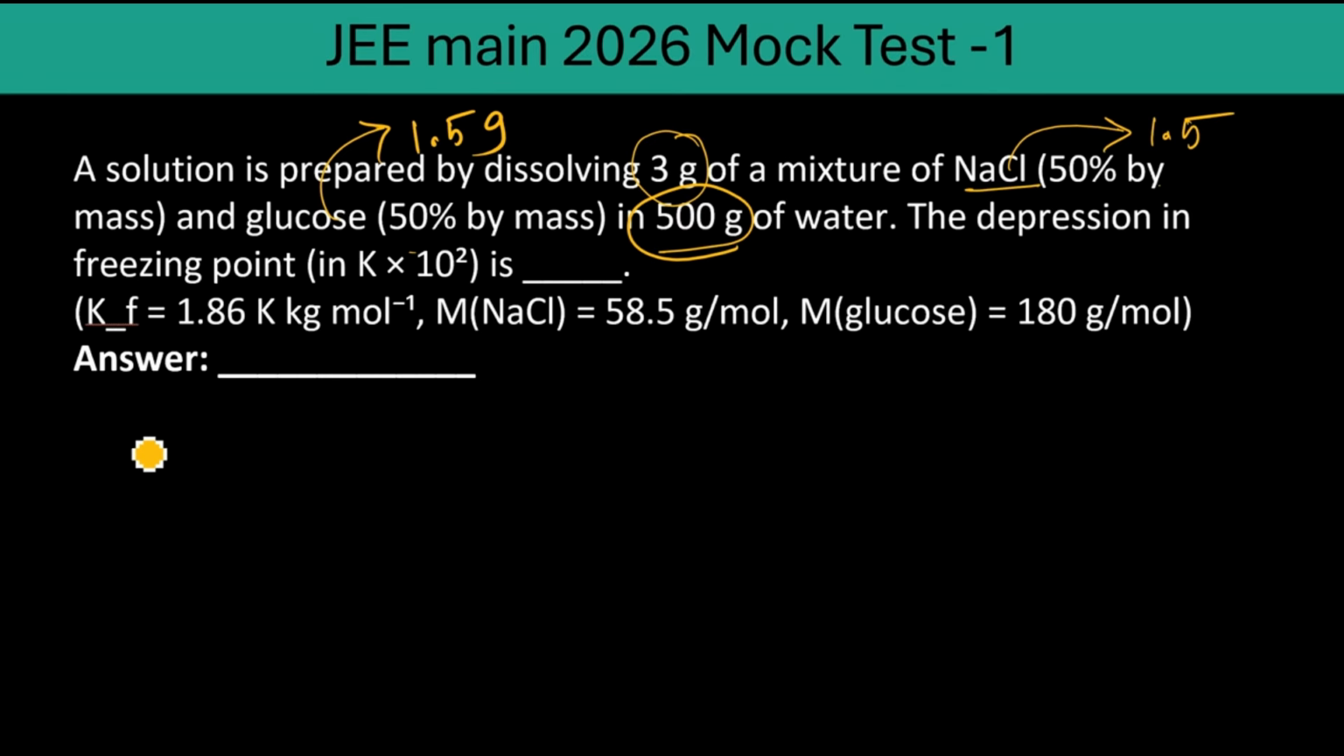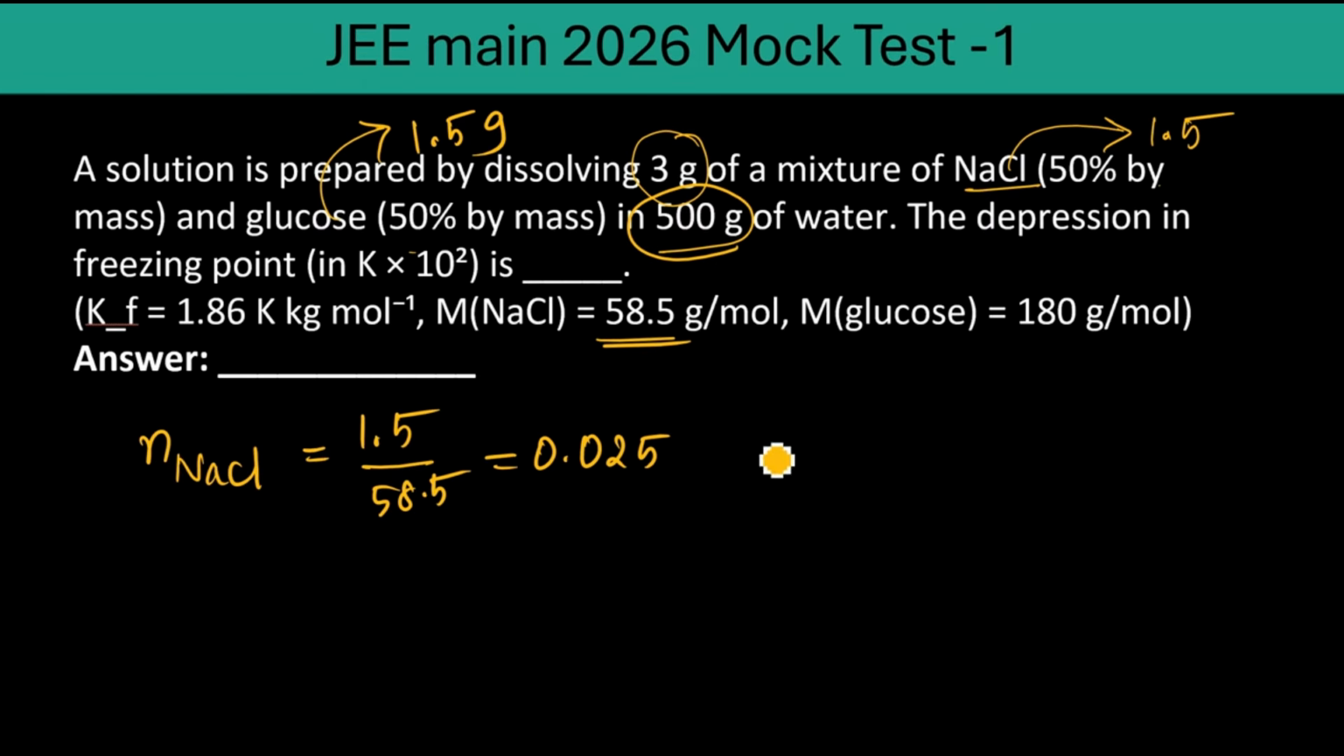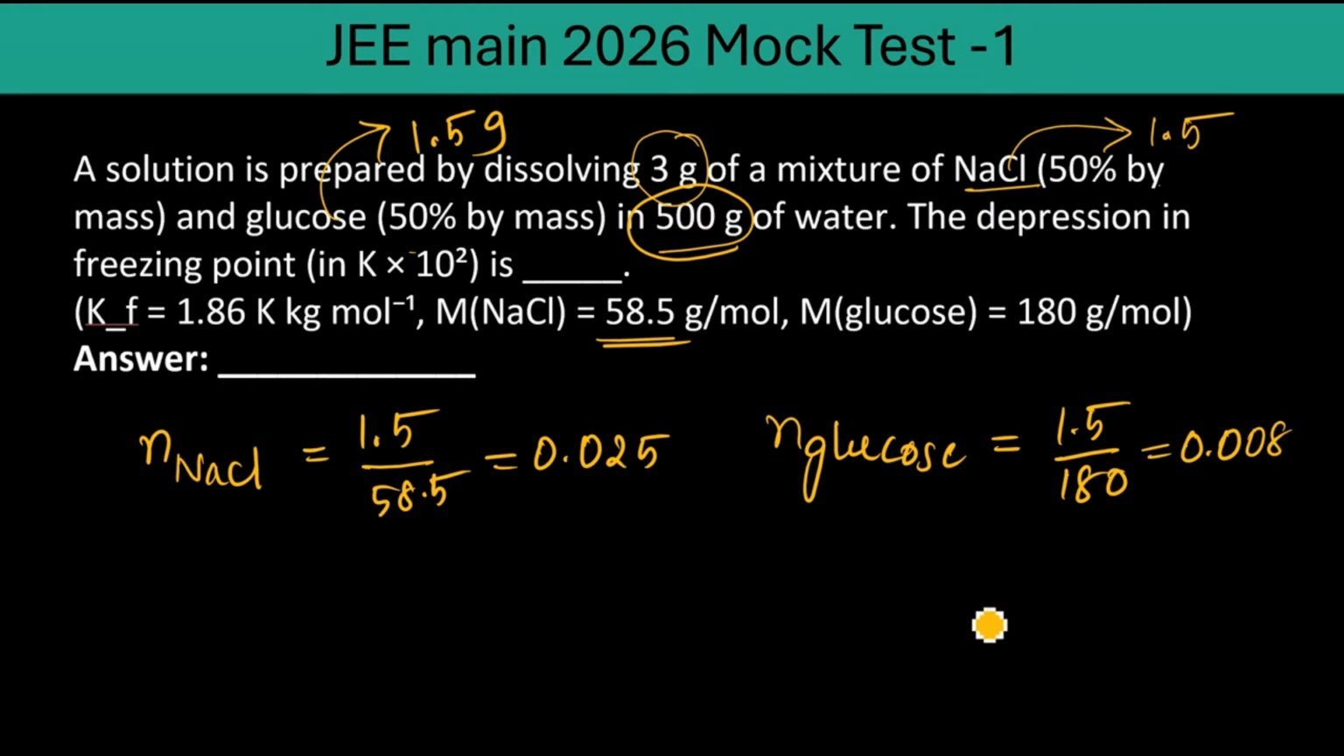So let's find out the number of moles of NaCl and glucose. First NaCl, that is 1.5 divided by 58.5, which comes out to be 0.025. Similarly for glucose, that is 1.5 divided by 180, that is 0.008. As a next step, we have to find the molality. Before that, remember, glucose will not dissociate, so the i factor will be 1. But what about NaCl? NaCl will form Na plus and Cl minus ions, so i will be 2.